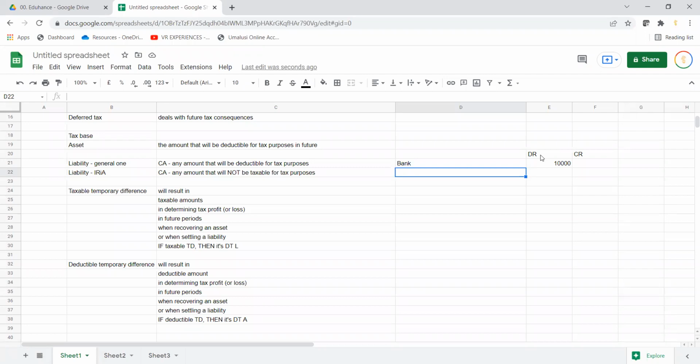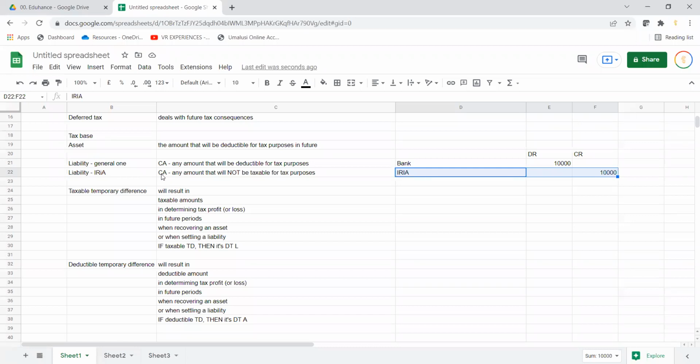Because the liability is increasing, a liability increases on the credit side. So we're going to have rental income received in advance, credit 10,000 Rand. So here we have a liability. The carrying amount at year end would be 10,000 Rand. So now we know what the carrying amount is.